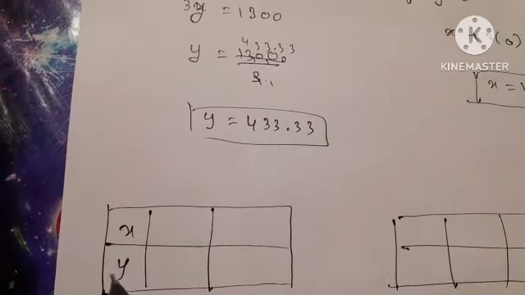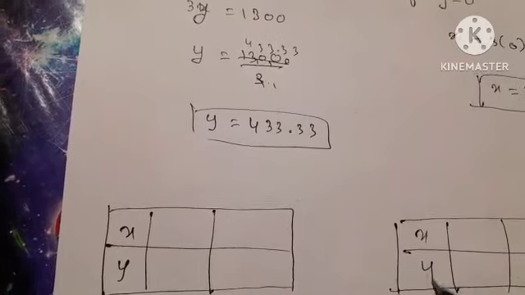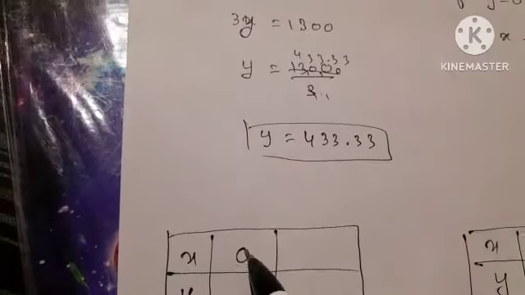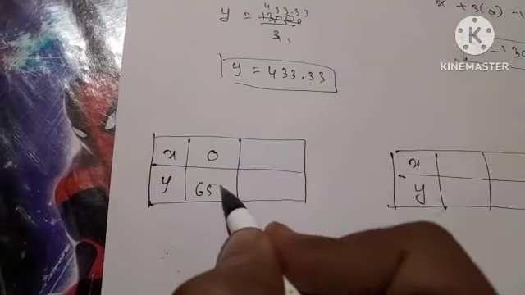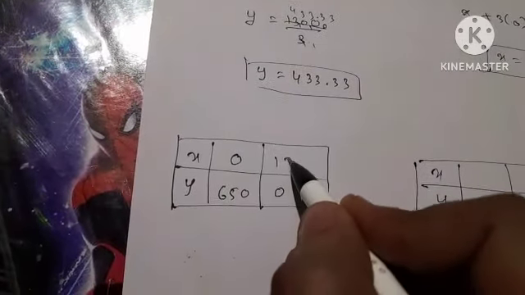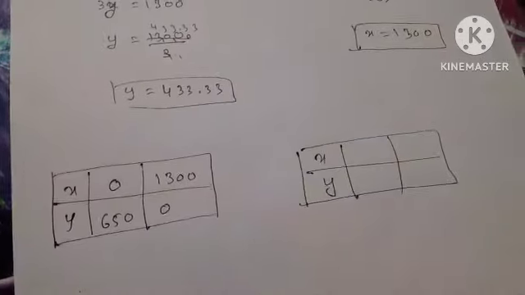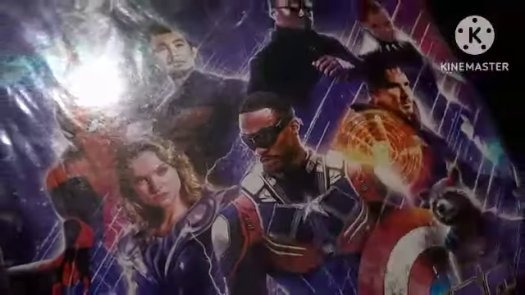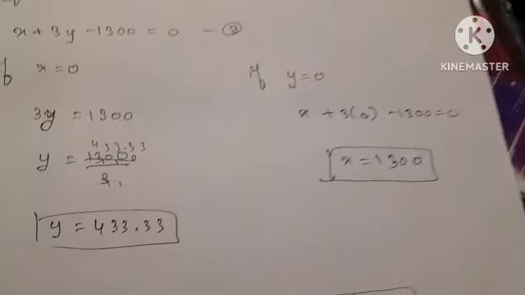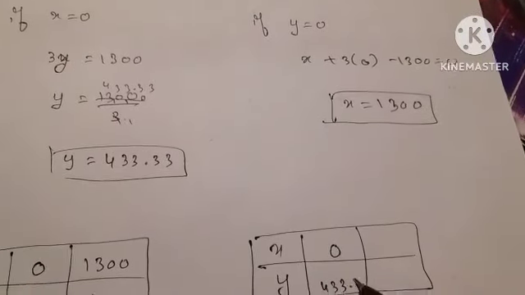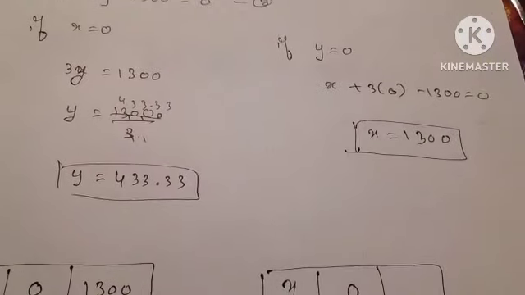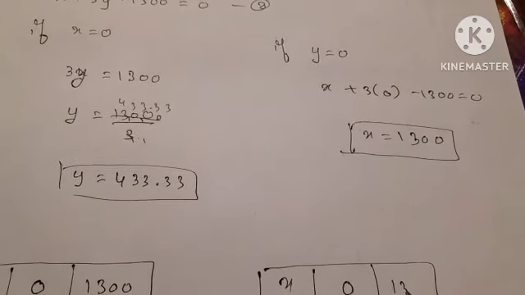So xy. When x is 0, we get y as 650, and when y is 0, we get x as 1300. Similarly, when x is 0 here, we get y as 433.3, and when y is 0, we get x as 1300.